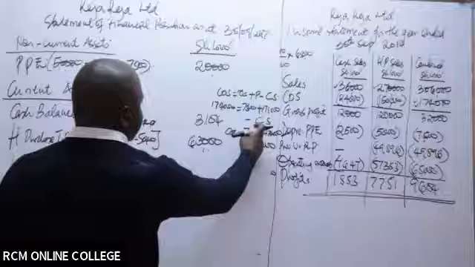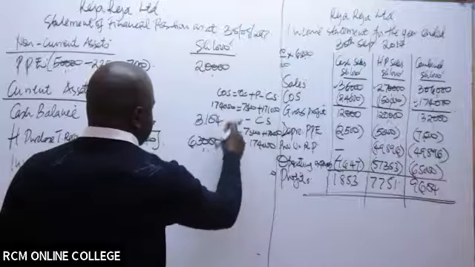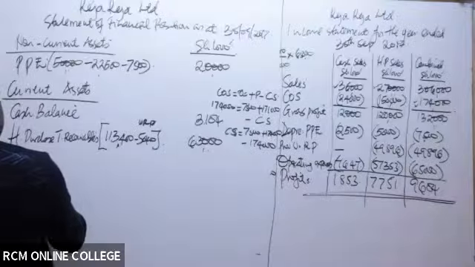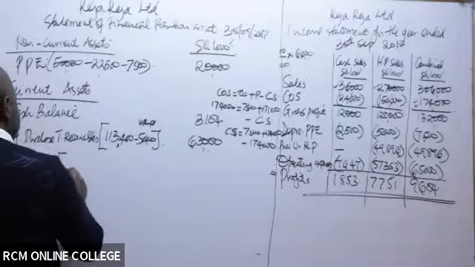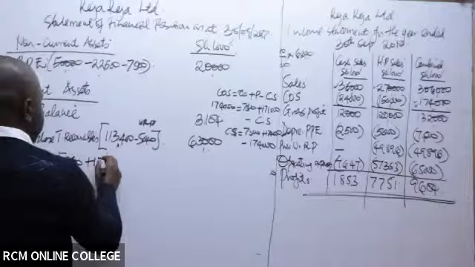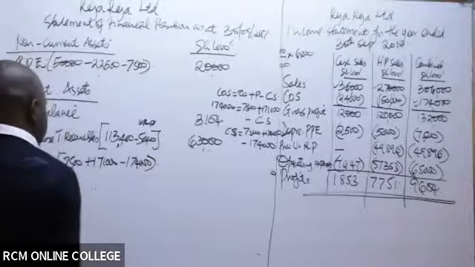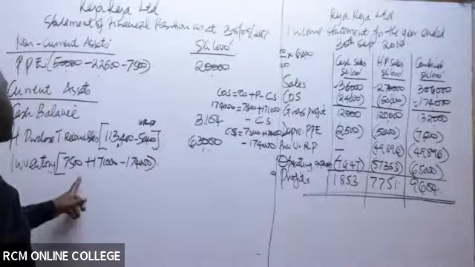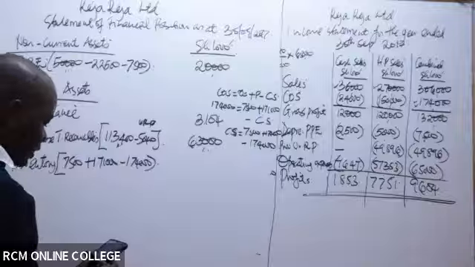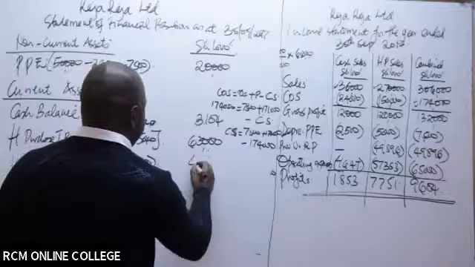So this one is the closing stock, actually. The closing stock is what we are looking for, not the cost of sales. When it crosses, you do the mathematics and get a minus there. So to get the inventory here, we take 7,500 plus 171,000 minus 174,000. This comes to 4,500, which should be our closing inventory, 4,500.